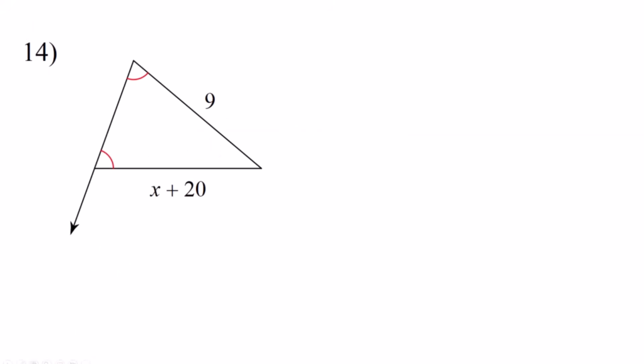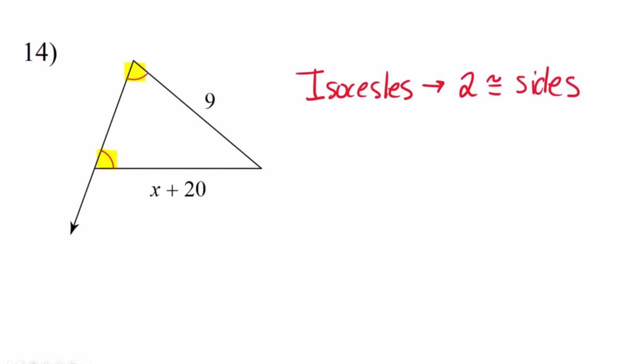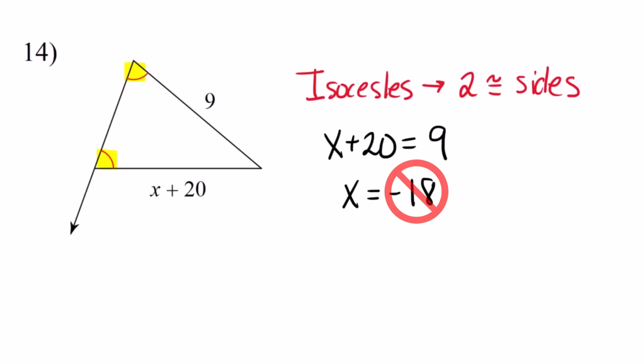Number 14. We have congruent angles right here. Even though this is tipped over, this is an isosceles triangle. That means I have two congruent sides, and it's going to be the sides across from those base angles. So these two things are equal to each other. Let's set that up and solve it. That's a mistake, isn't it? What is that supposed to be? I'm going to be lazy and not fix it. If you can tell me the right answer in the comments, you are going to get extra credit.